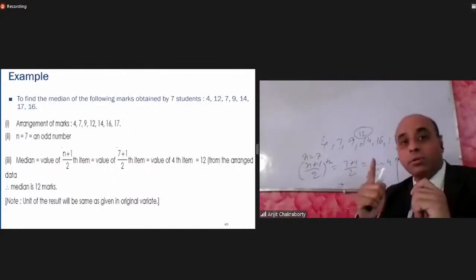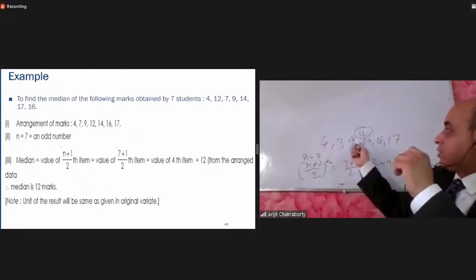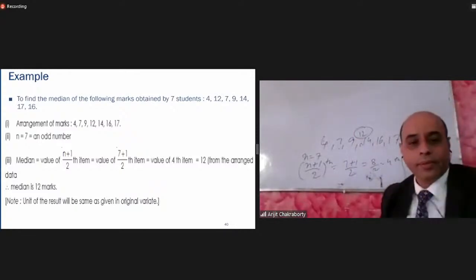4 is not the value. 4 is the position, the 4th position. So first, second, third, fourth. The 4th number is 12.